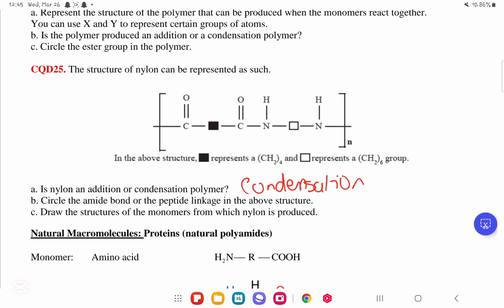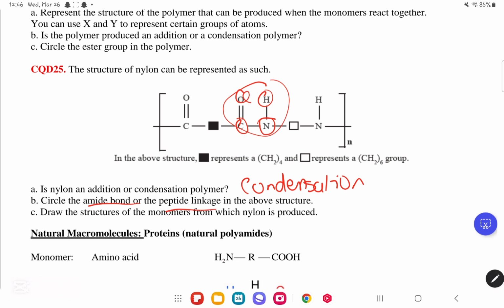They told us to circle the amide bond, or the peptide linkage, in the above structure. It's going to be over here. When they are saying peptide linkage or amide bond, it always has to contain N, carbon, oxygen, hydrogen. So it always contains hydrogen, oxygen, carbon, and nitrogen.